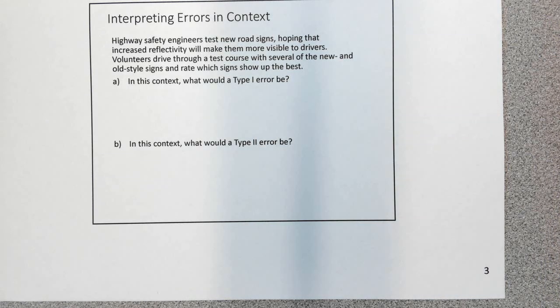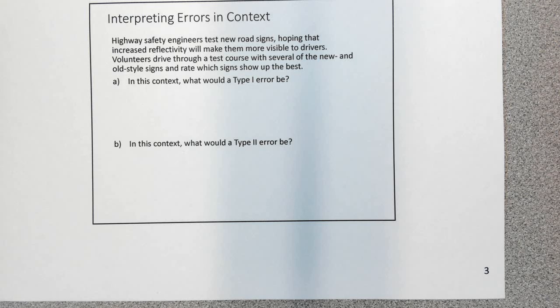Okay, so highway safety engineers test new road signs, hoping that increased reflectivity will make them more visible to drivers. Volunteers drive through a test course with several of the new and old style signs and rate which signs show up the best. So we're doing sort of an experiment here. In this context, this is a typical AP problem. What would a type 1 error be? And it needs to be in sentence form, and it needs to be in context.